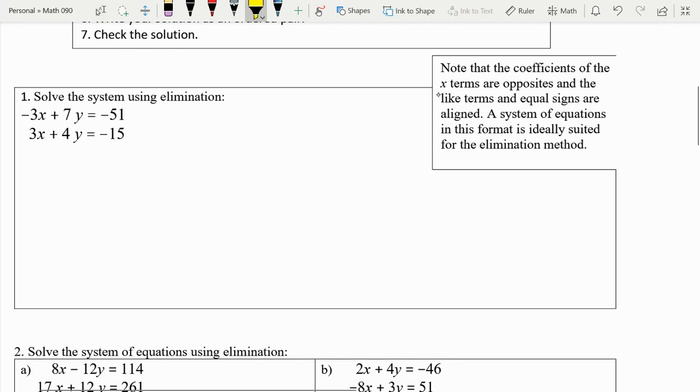you'll see that these terms here are exactly the same. And that's what we want. We want these things to be exactly the same. It doesn't matter if it's the coefficients for the x's or the coefficients for the y's. We want them to be exactly the same. You can see they're both 3's.